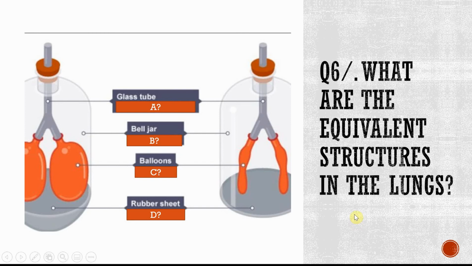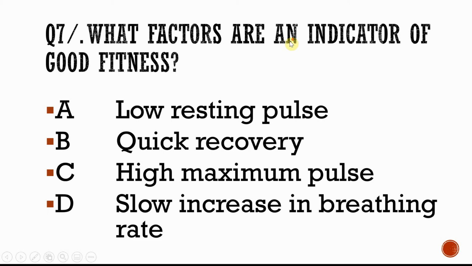6. What are the equivalent structures in the lungs? So you'll need to write 4 things down, A, B, C, and D. So the glass tube, what is that referring to in this model? Bell jar. C, the balloons. And D is the rubber sheet. You'll get to see this model when you get back into school. It's one they like to ask about sometimes.